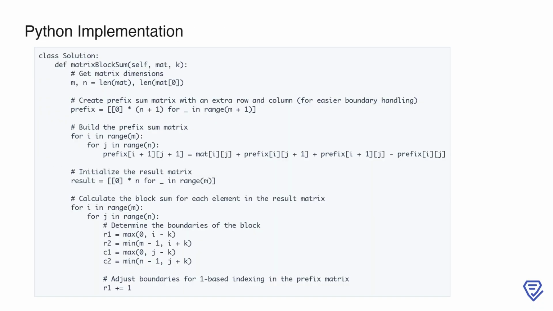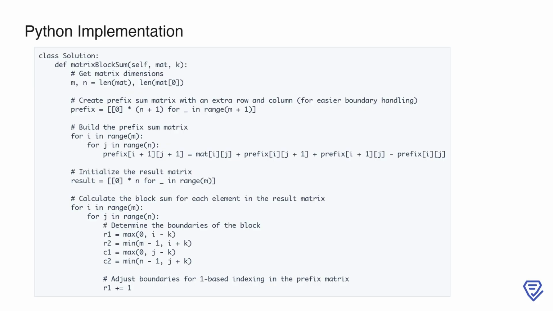Here, we begin by defining the matrix block sum function inside the solution class. The first task is to determine the dimensions of the input matrix mat by extracting its number of rows m and columns n. To simplify the computation of block sums later, we create a prefix sum matrix named prefix with an extra row and column filled with zeros. This extra space helps handle boundary conditions more easily.